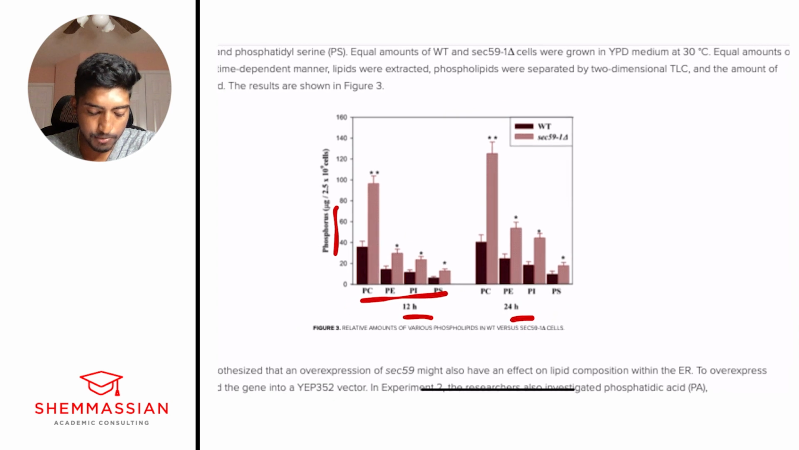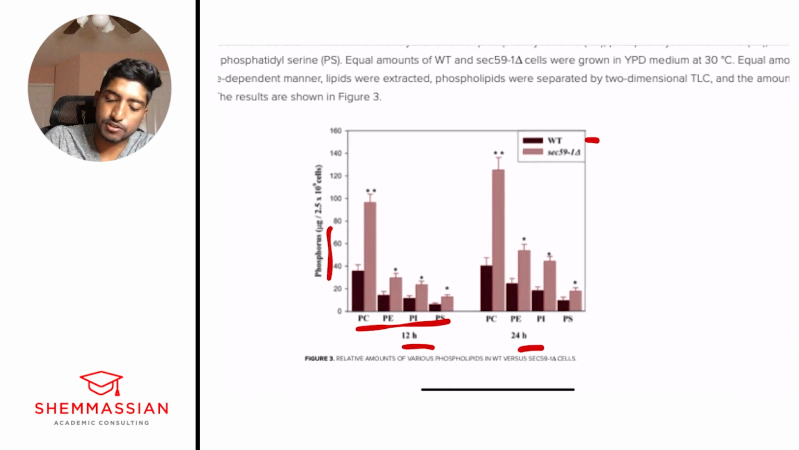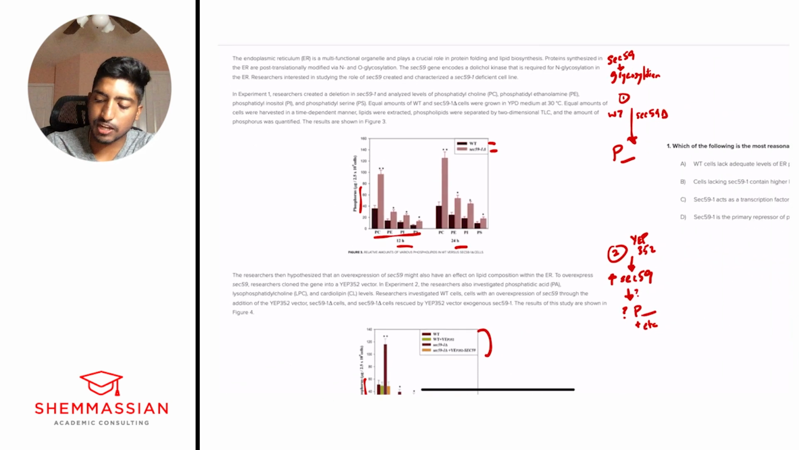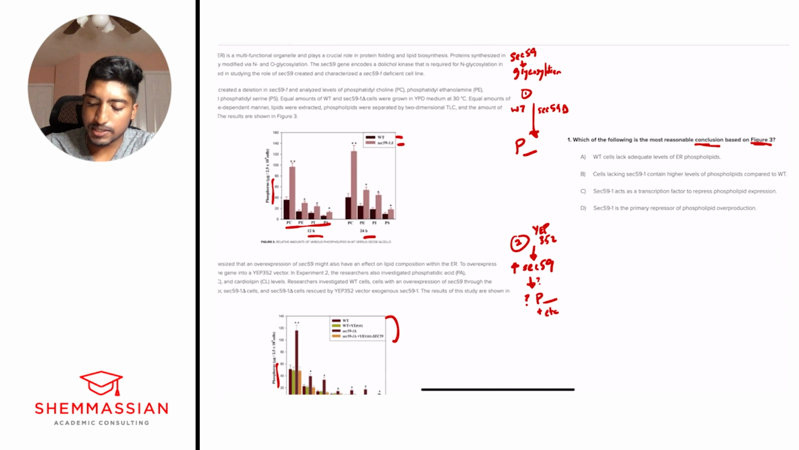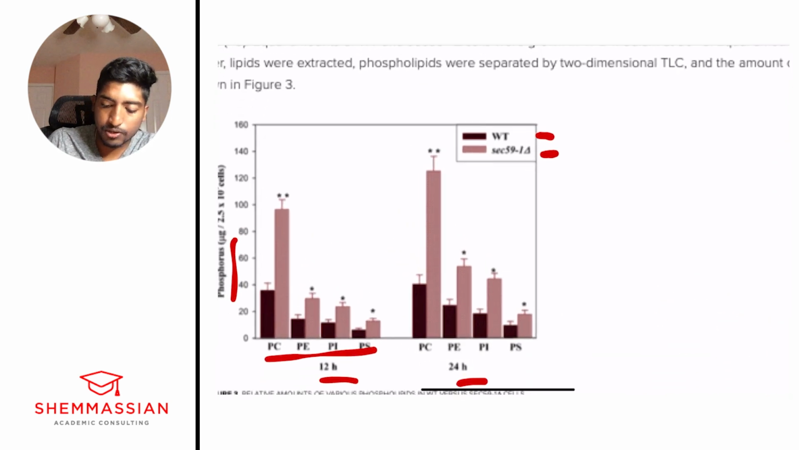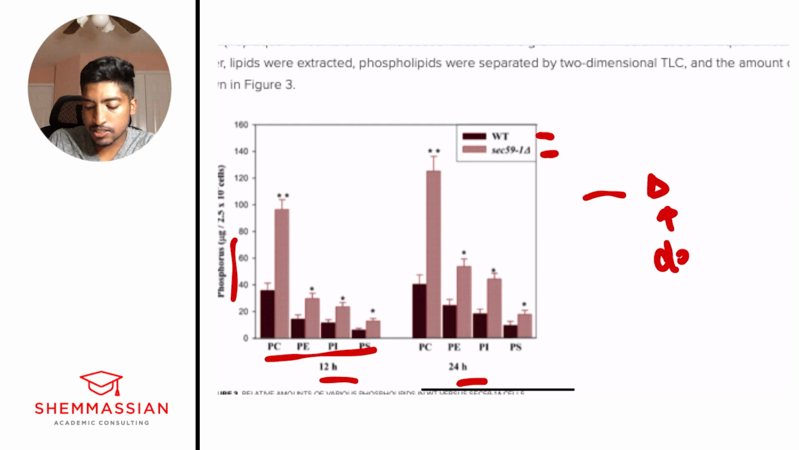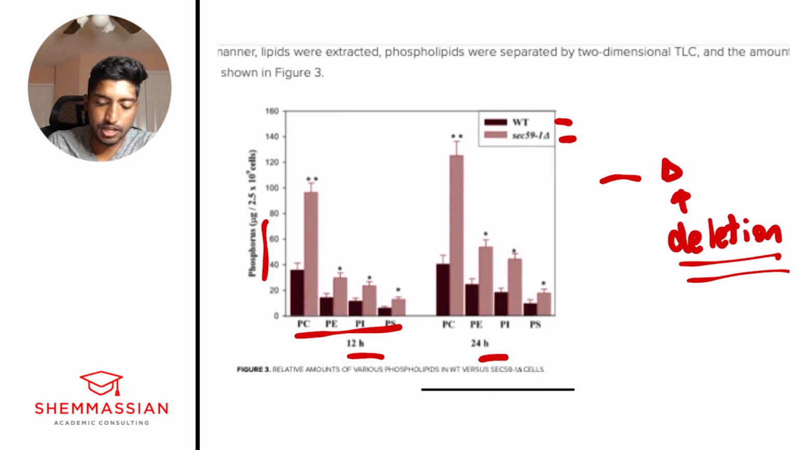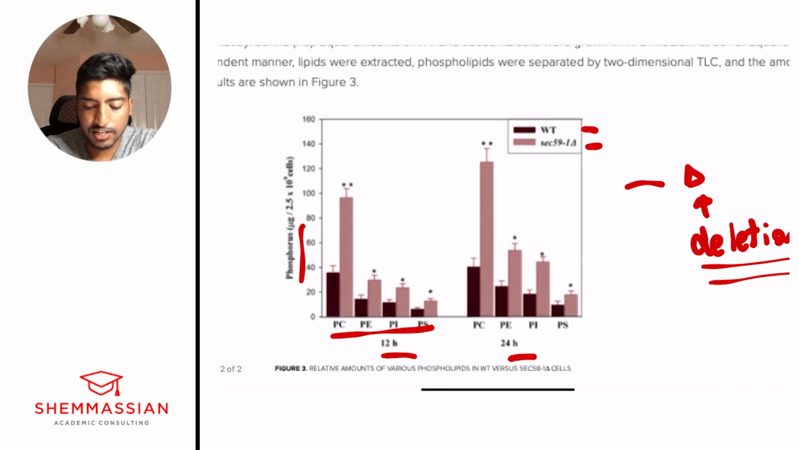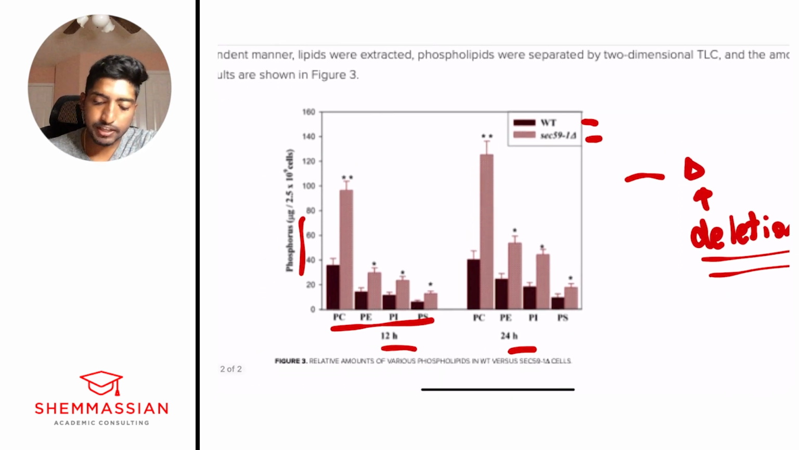And so figure number 3 is asking us to take a look at the difference between the wild type group and the SEC59-1 delta group, right? Because all of our questions, our answer choices are asking us about SEC59. So the important thing is anything with a delta after it, the delta means deletion, right? So we should understand that is very, very important, okay? So in this case, SEC59-1 is deleted, and so we're looking at the effects.